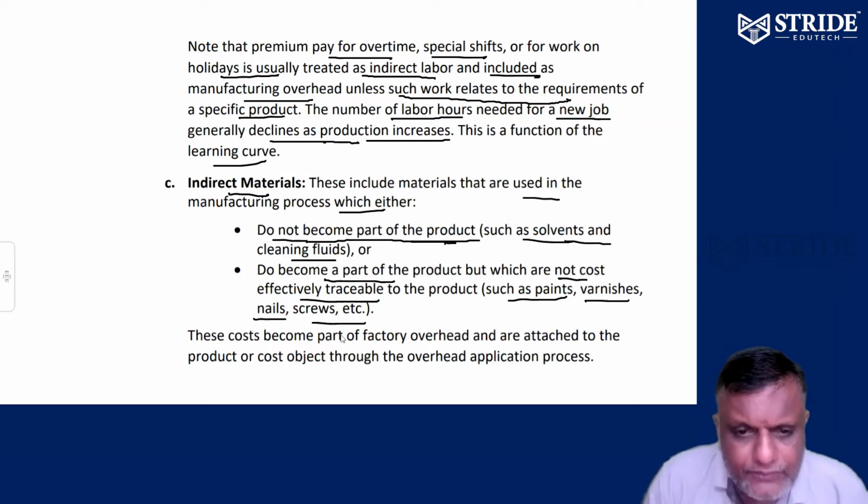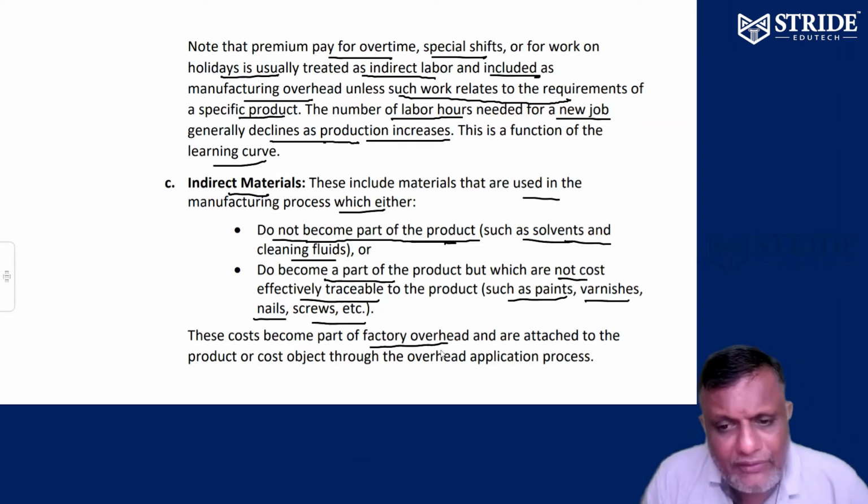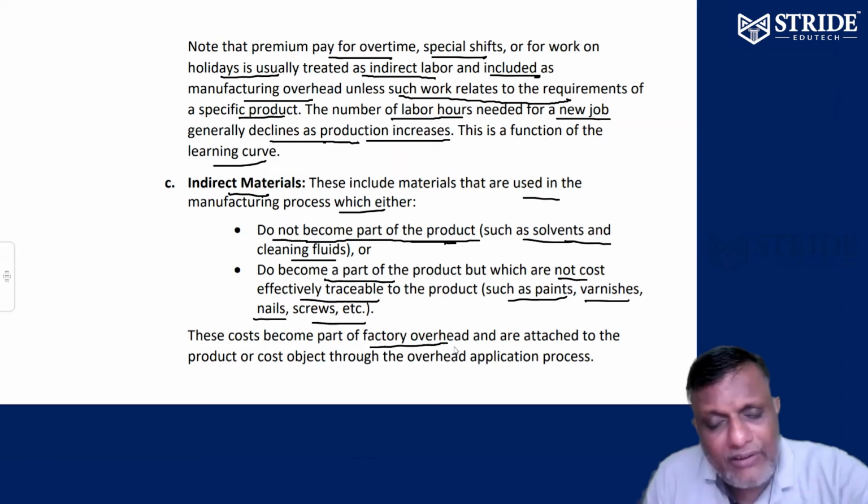That's the only difference. If it is non-traceable, it is a part of factory overhead. Non-traceable, part of office overheads. Non-traceable, part of selling and distribution overhead.